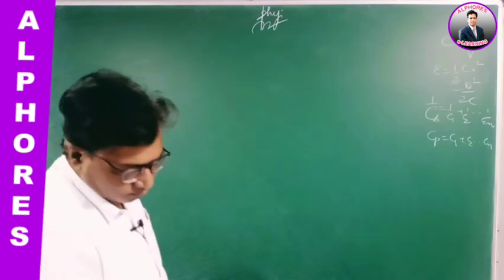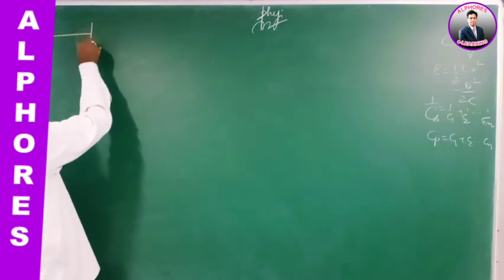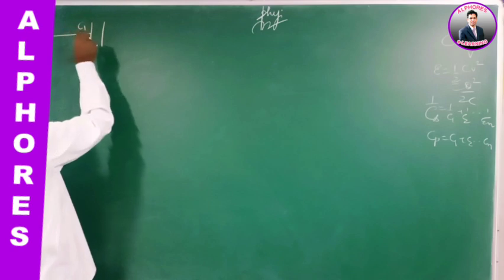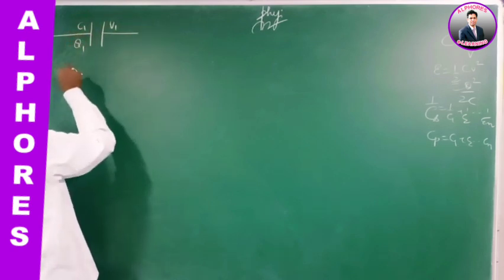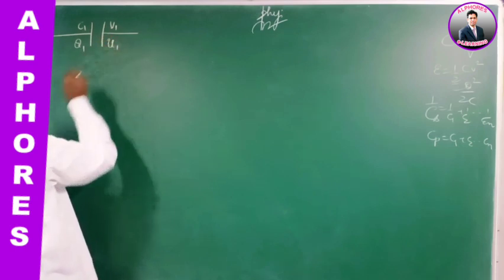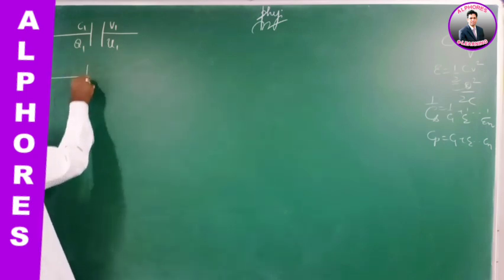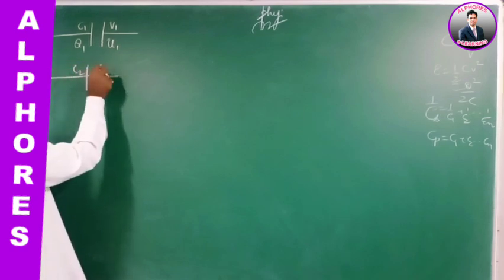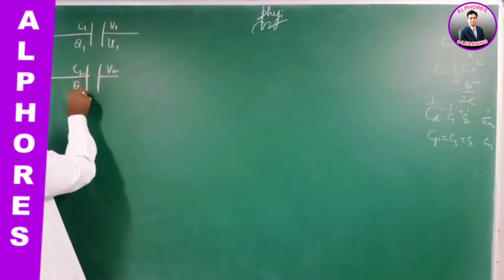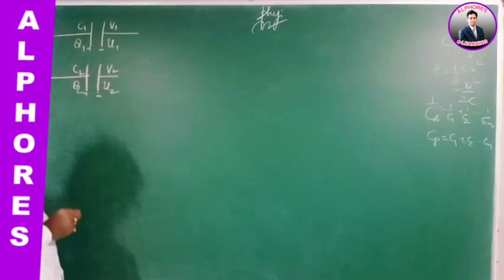So therefore, let us imagine, suppose there is a capacitor C1 charged to a potential V1. The charge in it is Q1 and the energy on it is U1, right? And another capacitor C2, charged to a potential V2, charge is Q2, energy is U2. This is plus minus, plus minus.